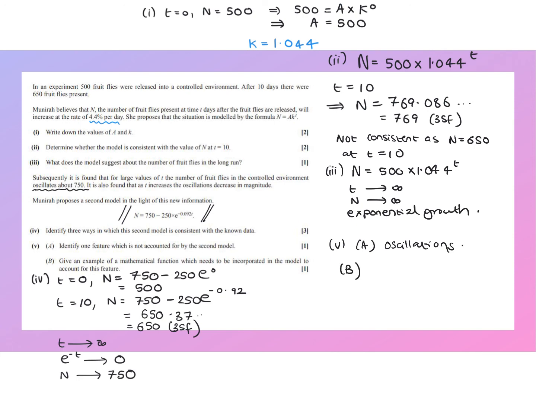Now for part B, give an example of a mathematical function which needs to be incorporated in the model to account for this feature. Well, you need to think about mathematical functions which allow for some kind of oscillation. Now, how can an oscillation occur? Well, an oscillation could be created by a trigonometric function. So if we use a sine or cosine function in our model, we will result in some kind of oscillatory behaviour.